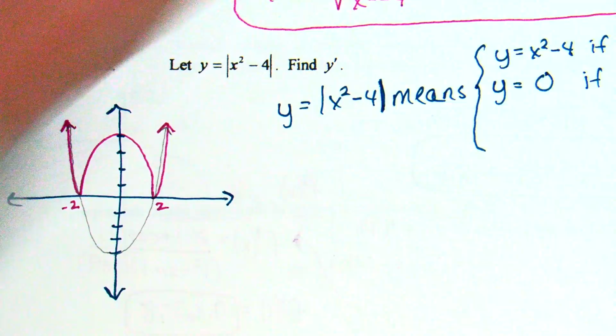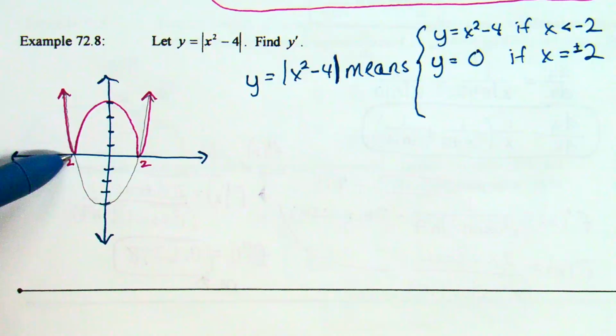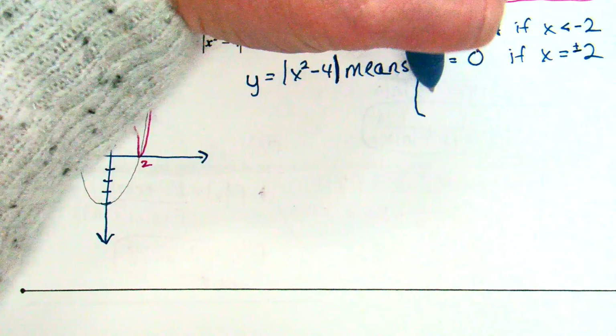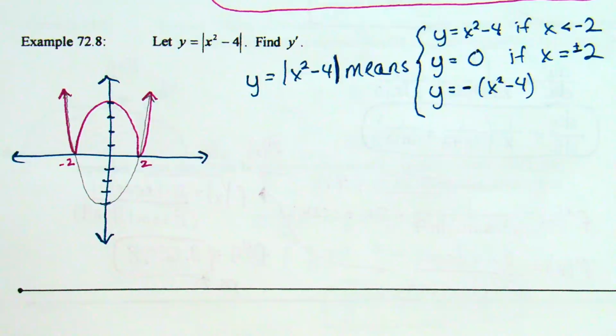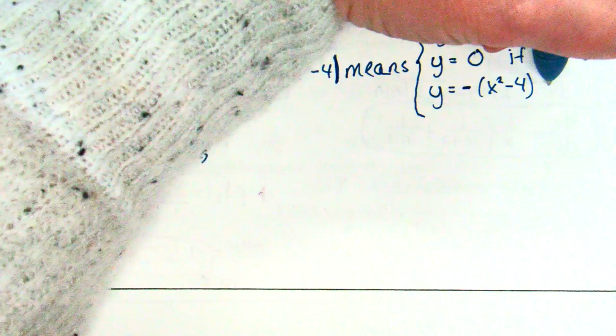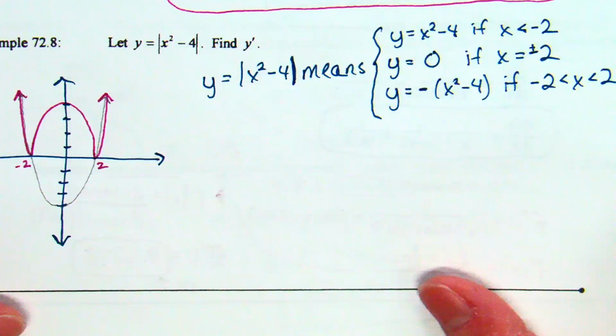Okay. What about this part from negative 2 to positive 2? So I was going to write it as the negative of x squared minus 4, because it's reflected, yes. You are more than welcome to write Daryl's negative x squared plus 4 if you'd prefer, because that is true as well. And that is if negative 2 is less than x is less than 2. And then we have one other piece we haven't defined, and that is when x is greater than 2. What's true when x is greater than 2? It's that original x squared minus 4.